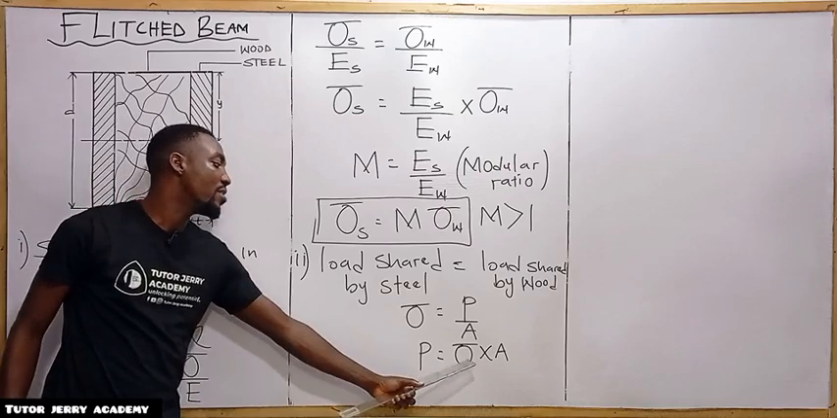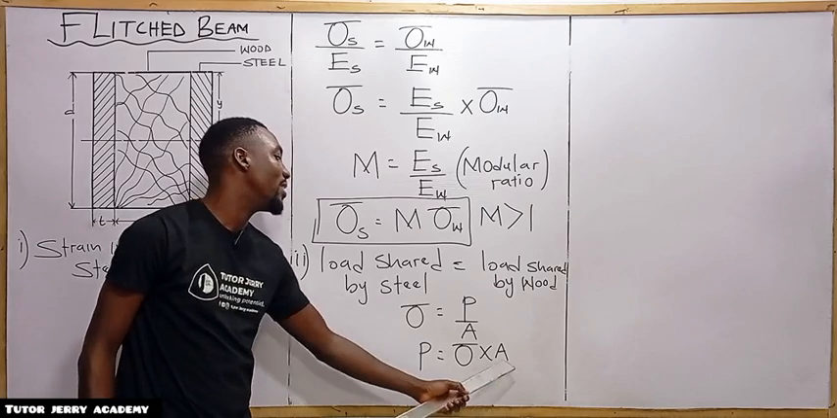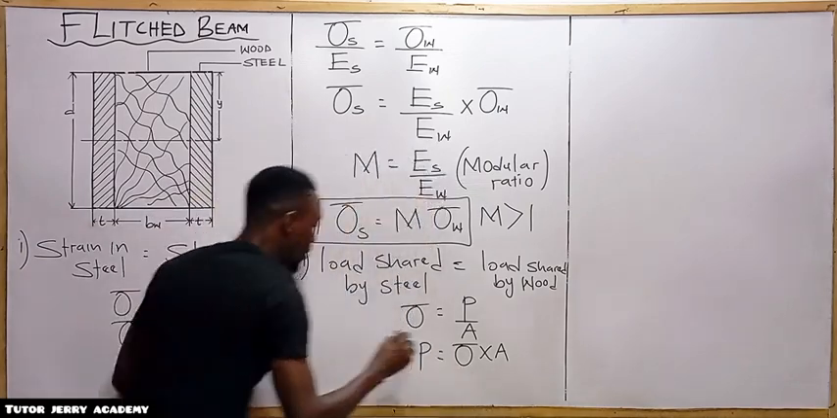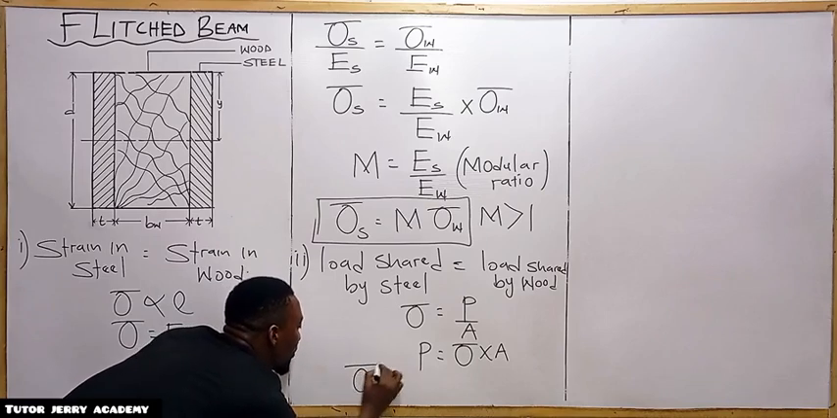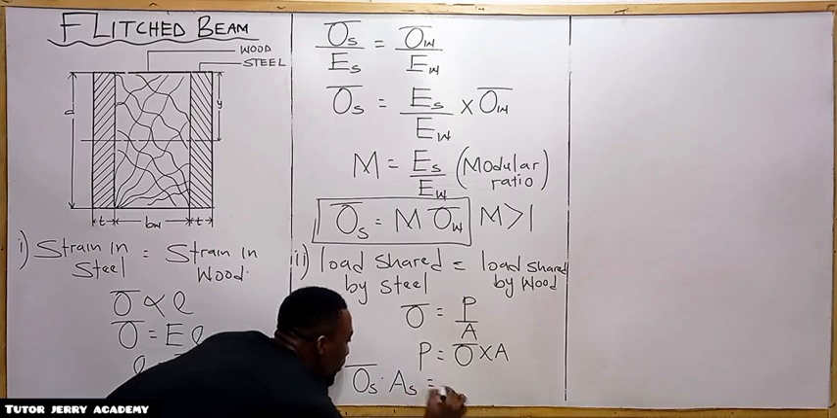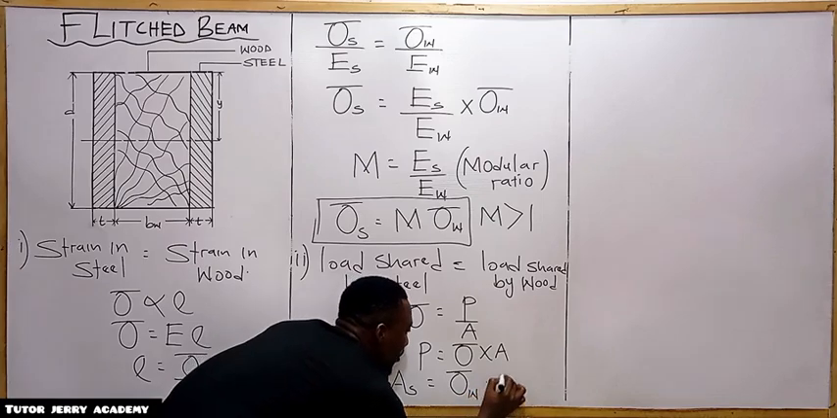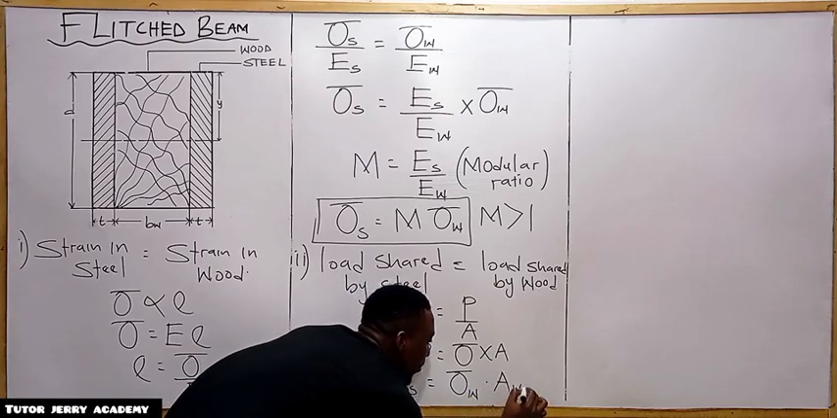Now it's going to be the stress of the steel multiplied by the area of the steel. So we are going to have stress of steel multiplied by area of steel, which is going to give us the stress of the wood multiplied by the area of the wood.